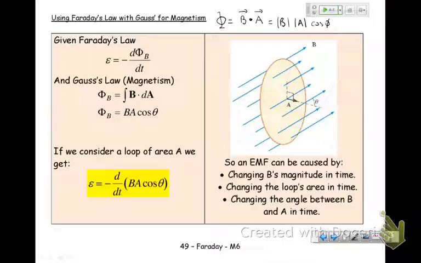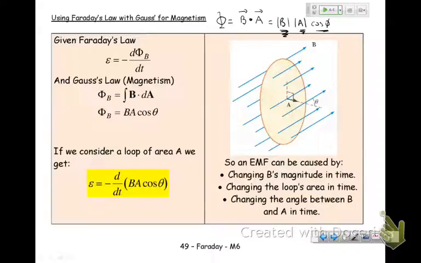So that tells me how I can change my flux. I can change my flux by messing with B. I can change my flux by messing with A. What area is this? It's the area of the receiving coil. I can change my flux by messing with the angle. What angle is this? It's the angle between the area vector and the field vector.